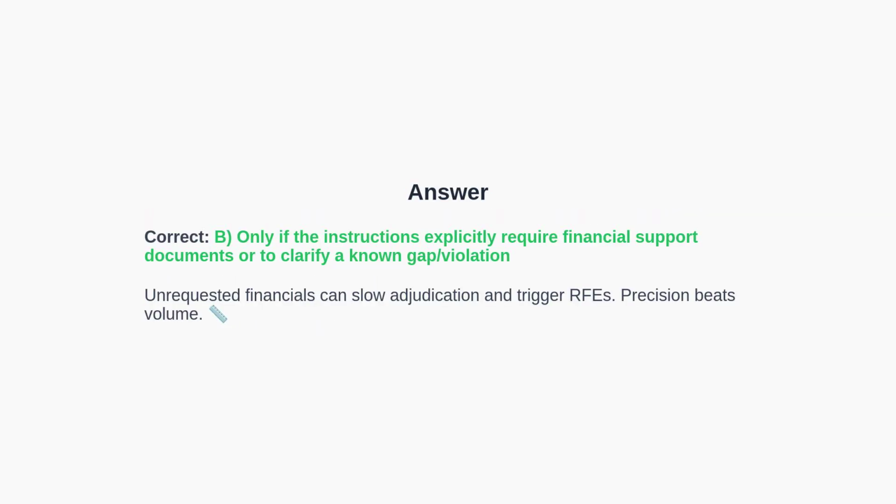The correct answer is B. Include financial documents only when the application instructions explicitly require them or when they clarify a known status gap or potential violation. Submitting unrequested financials can slow down your case and increase the risk of RFEs.